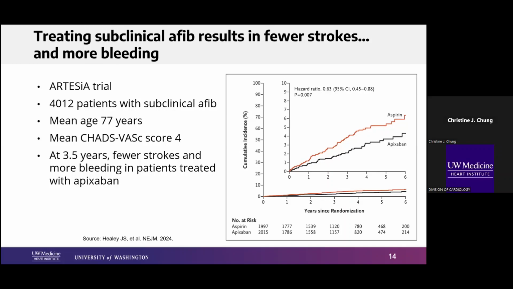And as is often the case in studies where we are using antithrombotics, they were able to reduce the rate of stroke in comparison to aspirin when patients were treated with apixaban, but the apixaban group did go on to have more bleeding.